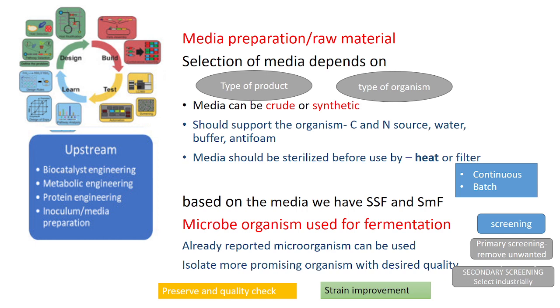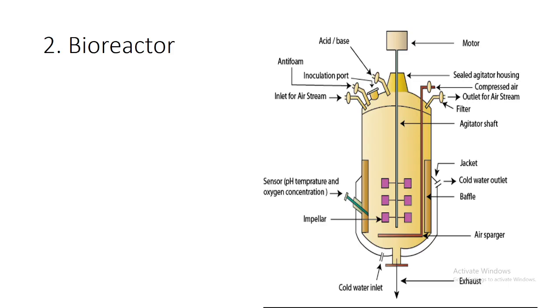So different examples are, you can store it at low temperature, repeated subculture is a technique, overlaying with mineral oil, you can store it, if it has a spore, in sterile soil, you can go for lyophilization, cryopreservation, etc. But anything you will have to go for quality check in between to make sure that the microorganism is viable, it is not contaminated, it is showing all the property, there is no mutation, and it is having the original properties. The next is bioreactor.